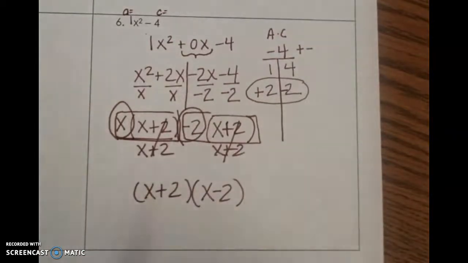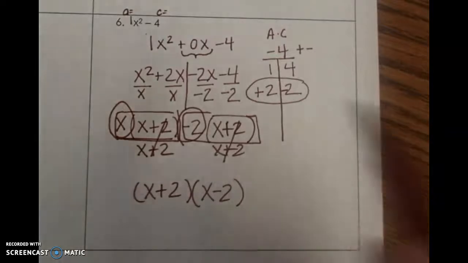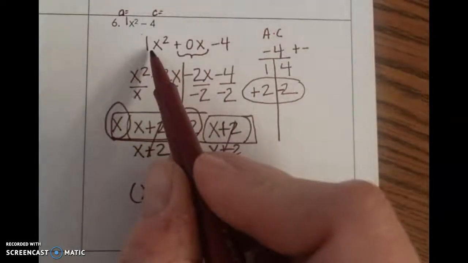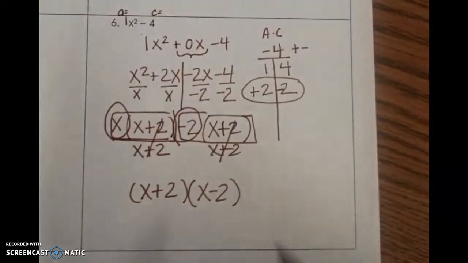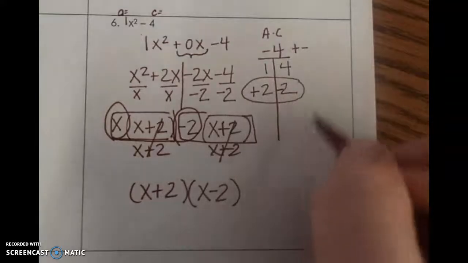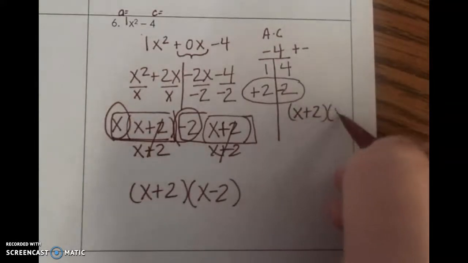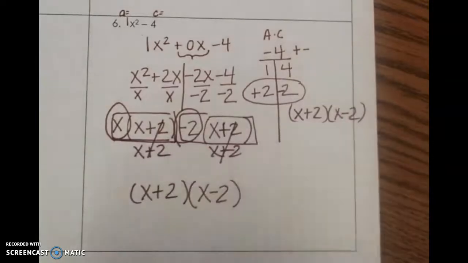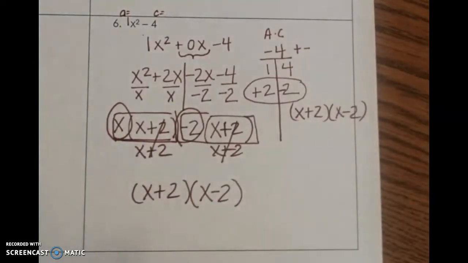Now that's the grouping way. The shortcut way is if A is 1, remember shortcut only works when A is 1. Once you have your pair with their signs, you're just going to place it in the parentheses with its variable. But I want you guys to do whichever method works best for you.